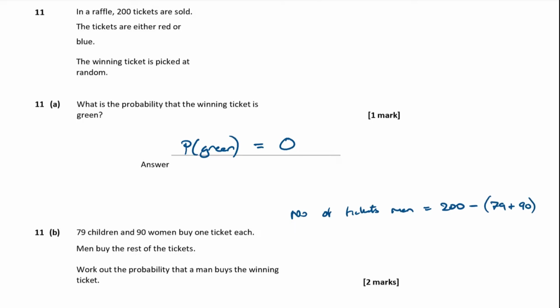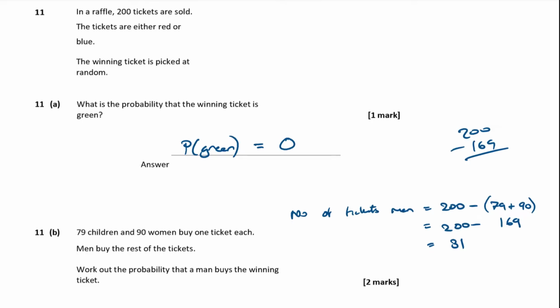Okay, so what's that then? 79 plus 90, that's 169, isn't it? 169. So what's 200 minus 169? That's going to be 31. Okay, if you can't do that in your head like me, just do it like that. You know, that will work.